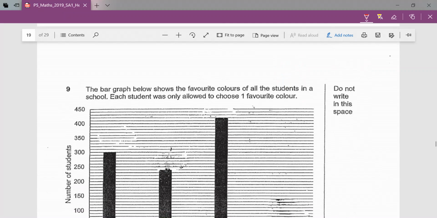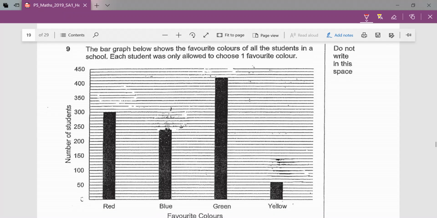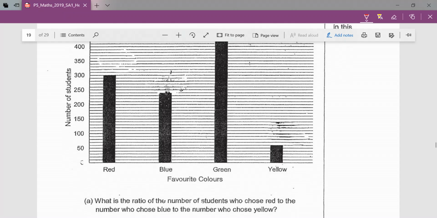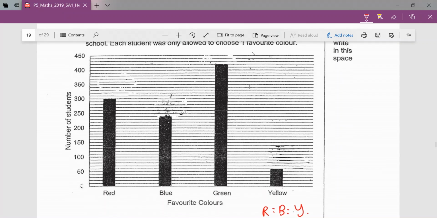Next question, question 9. Okay, it shows all the favorite colors of the students in the school. Each student was only allowed to choose one favorite color. What is the ratio of number of students who chose red to those who chose blue to those who chose yellow? So this is red is to blue is to yellow. Alright, let's look at the diagram.